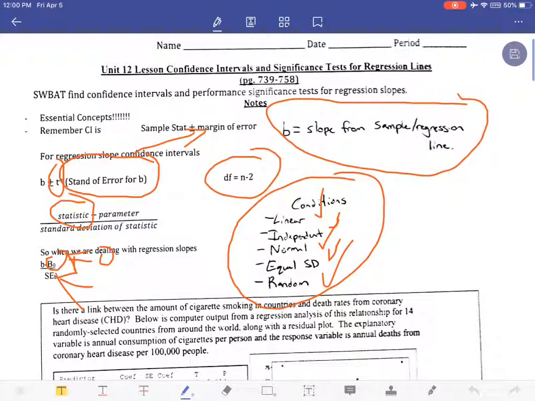So those are the basic formulas and conditions that we need to know as we start to solve for the confidence interval and the significance test. The next video is going to be going through the first example problem.